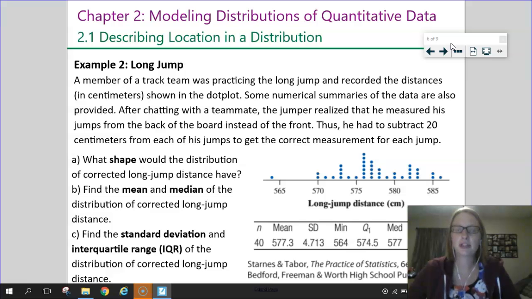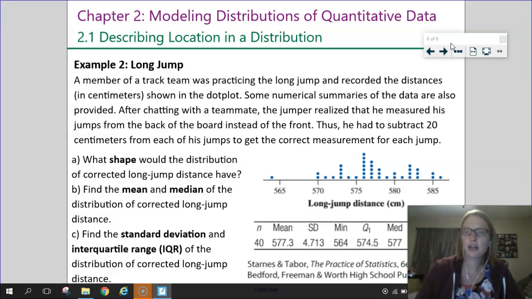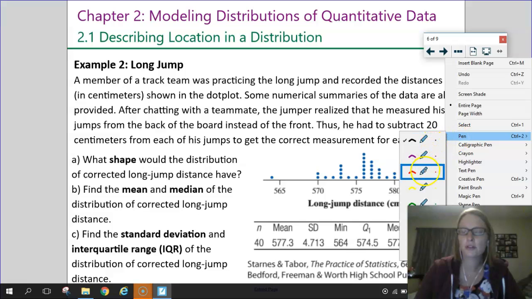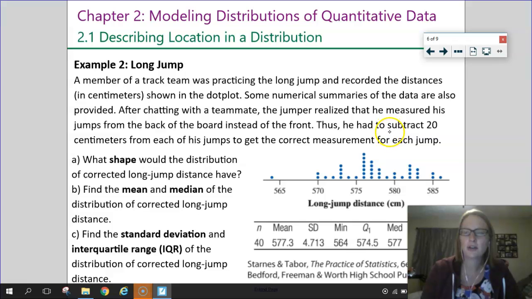After talking with his teammate, the jumper realized that he measured his jumps from the back of the board instead of the front, so he had to subtract 20 centimeters from each of his jumps to get the correct measurement. So the first thing I want you to notice is that in order to get the correct measurements, he needs to subtract from each of his scores. So we're going to be in the first scenario, adding or subtracting. Remember, adding or subtracting only changed the measures of center, not the measures of spread.